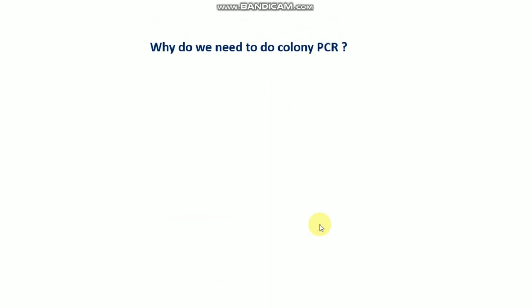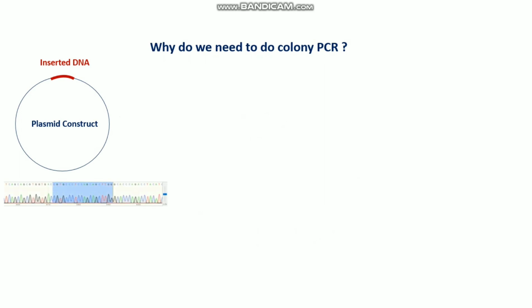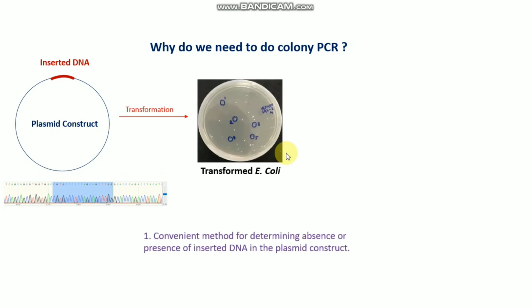Next we need to know what the reason is for doing the colony PCR. There are some reasons, but the primary reason is that when we insert our target DNA in the plasmid construct and then transform it into the E. coli, we need to confirm that the target DNA is successfully inserted in the plasmid construct. So for that, we need to perform the colony PCR. The colony PCR is a very easy and convenient method for determining the absence or presence of inserted DNA in the plasmid construct. But this is the primary reason.